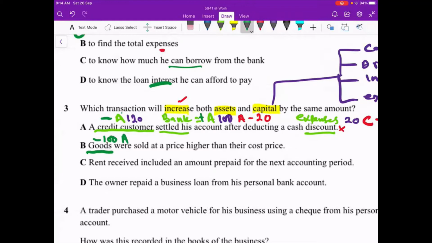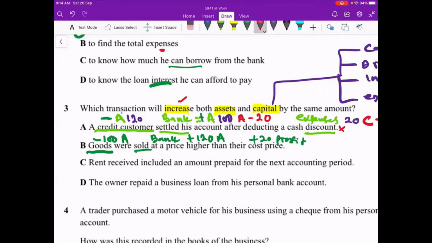Whenever we sell for a higher price, we receive money. Let's say I receive bank. Maybe I sell for 120. Bank is my asset also. And then the goods value is 100, but I sold for 120. So I receive 20 as my profit. My profit will be increased.